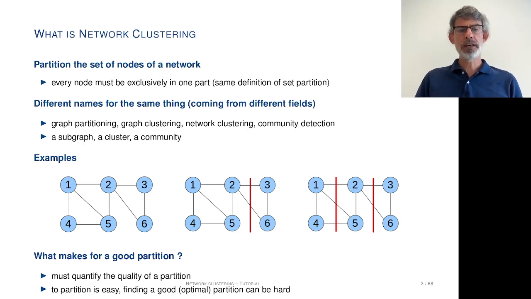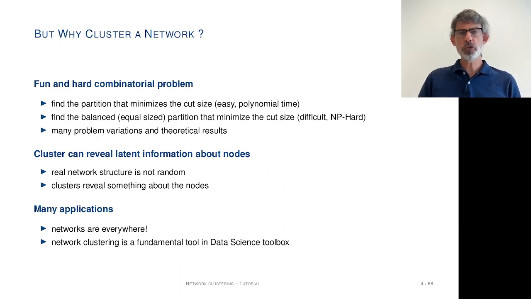And the question would be, what makes for a good partition? What is a good way to cluster this network? In order to answer that question, we must quantify the quality of a partition. And that's actually the essence of network clustering: defining how good my cluster is. To partition a network, to define any arbitrary cluster, is quite easy. To find a good partition or an optimal partition under some criteria can be quite hard and quite challenging, making the problem interesting.